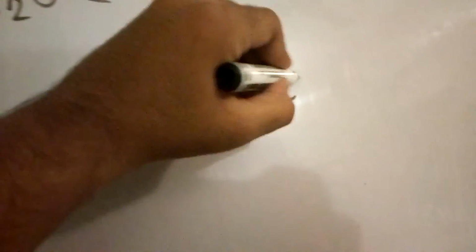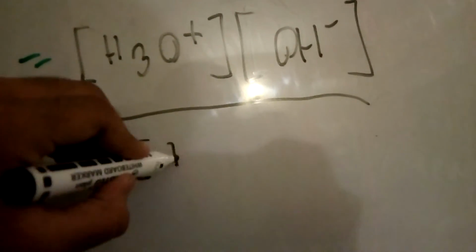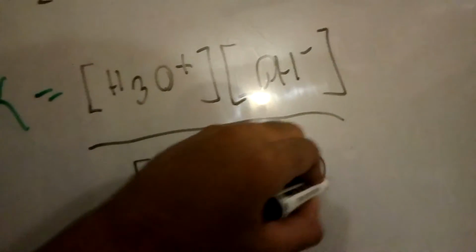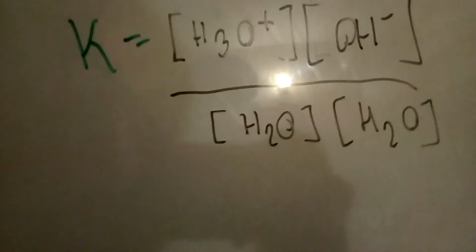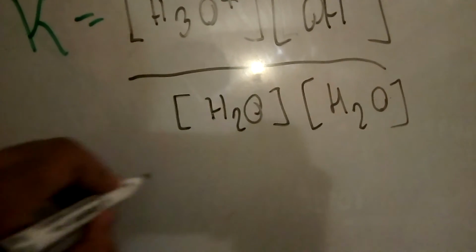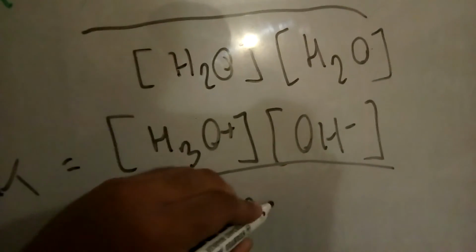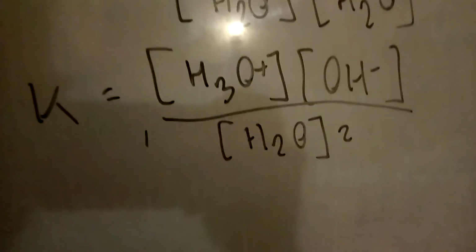Forgive my frustration. K equals the concentration of H3O plus times the concentration of OH minus, divided by the concentration of H2O times the concentration of H2O again, because the two reactants are H2O. Since these two are the same, we can say K equals H3O plus times OH minus divided by H2O whole squared.